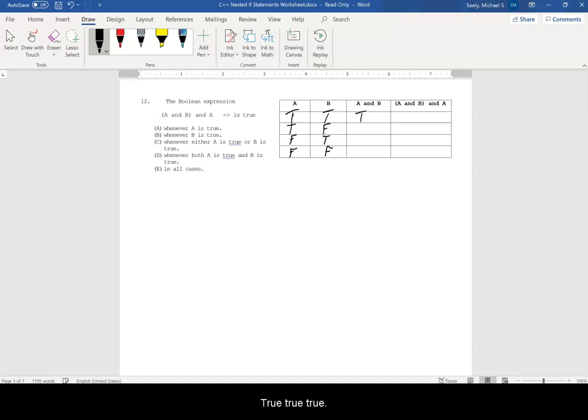True and true is true. True and false is false. False and true is false. False and false is false. So you got what? True and false and false and then A is true. That's true.